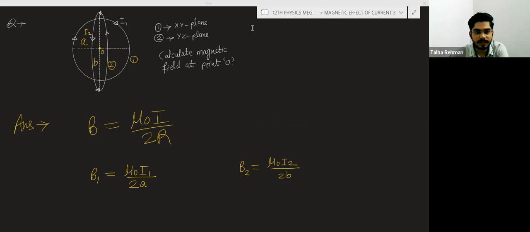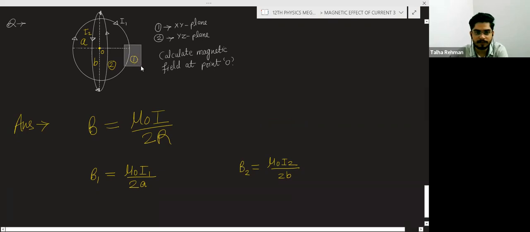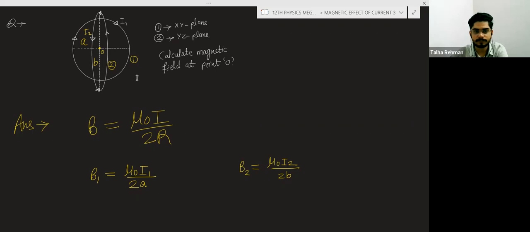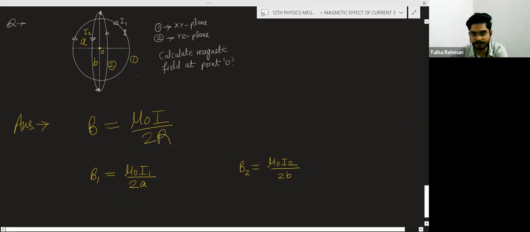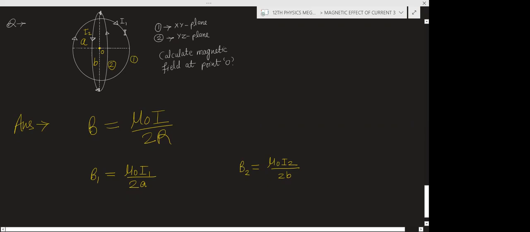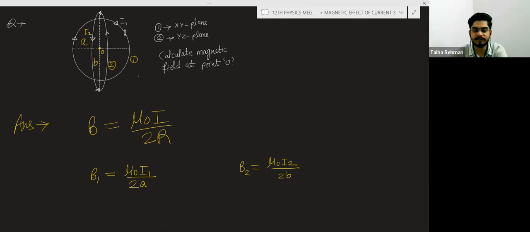Now Hamza, tell me, due to this current I1, what will be the direction of the magnetic field due to this wire 1? Along which axis? See this wire only. Sir, it's along the Z axis. Negative z axis or positive z axis?